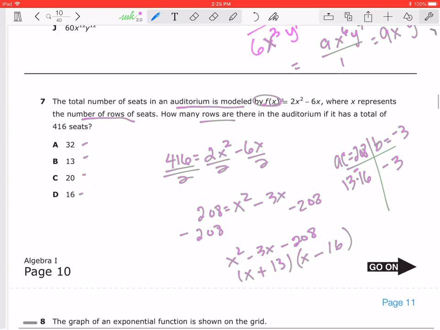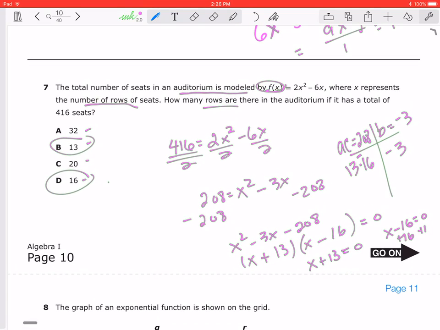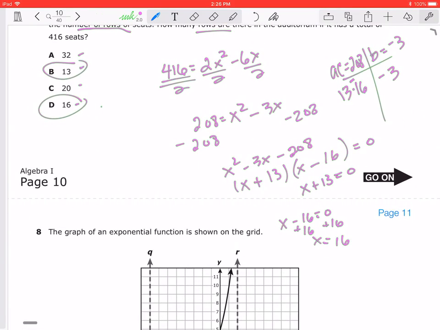Now, here's the thing. In order for me to solve for x, I need to set this equal to 0. Because look here, I have two possible answer choices, B and C. So that means I need to take each factor: x plus 13 is equal to 0, and x minus 16 is equal to 0. I'm going to add 16 to both sides. x is equal to 16. And the other would be x is equal to negative 13.